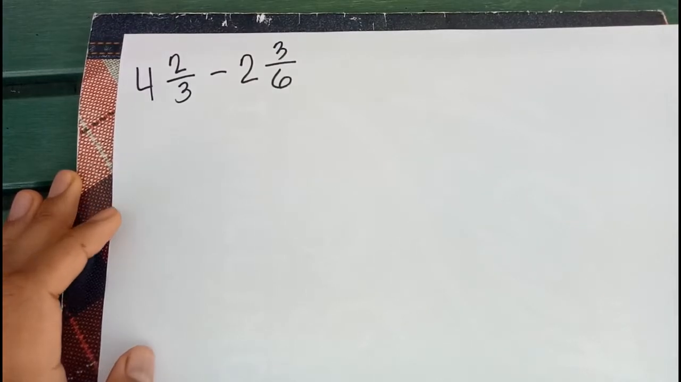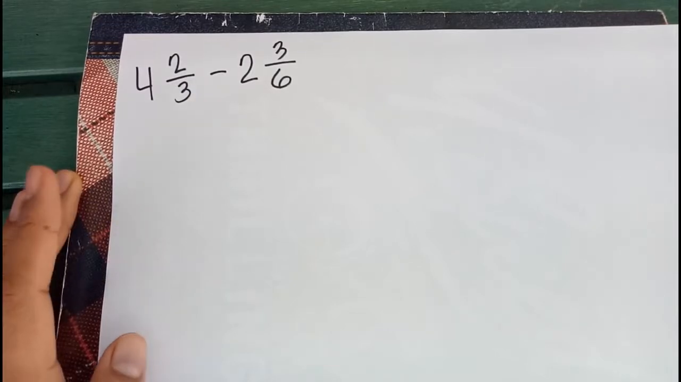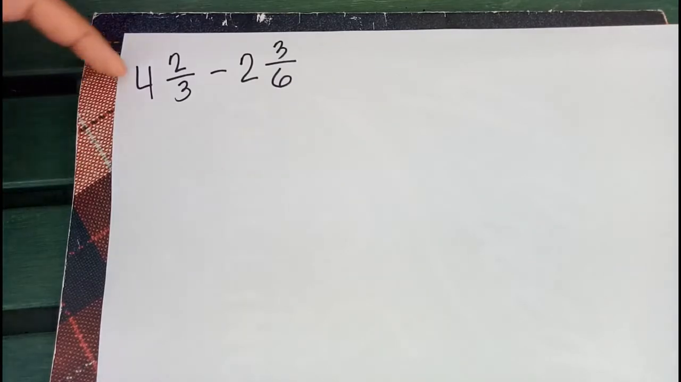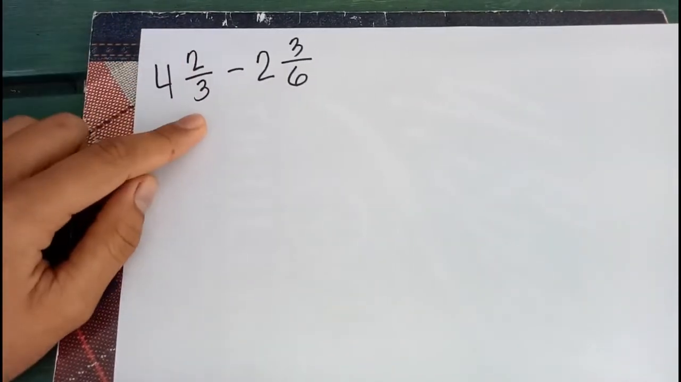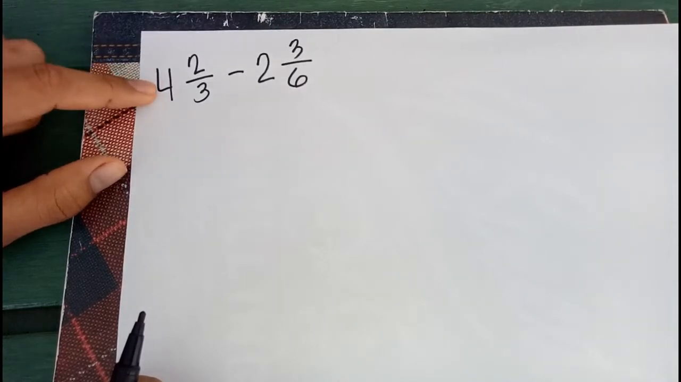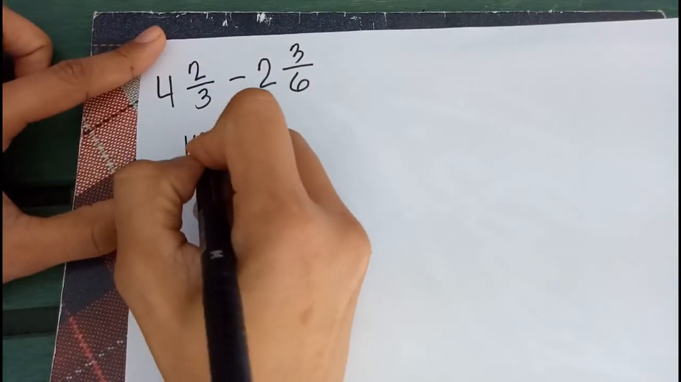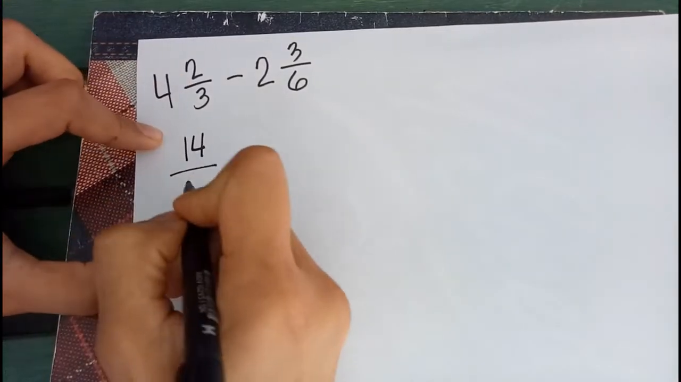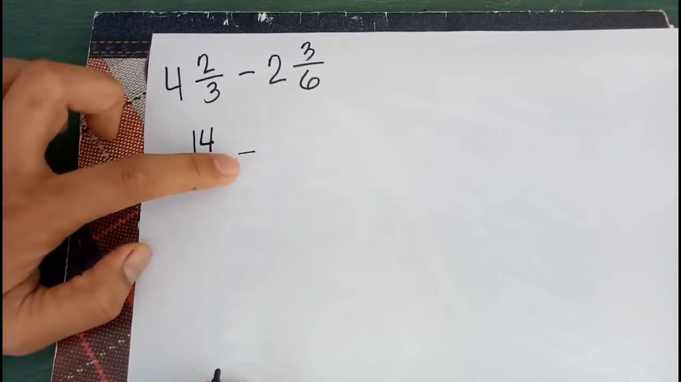For example, we have this problem, 4 2/3 minus 2 3/6. Since that's our problem, our first step is to convert mixed fractions to improper fractions. So what I'm going to do is convert them first. We start with this fraction. 3 times 4 is 12. 12 plus 2 equals 14. So we write 14 as our numerator, and for our denominator, we are still going to use 3. So I'm just going to write 3 there. Minus sign. Again, we are subtracting.